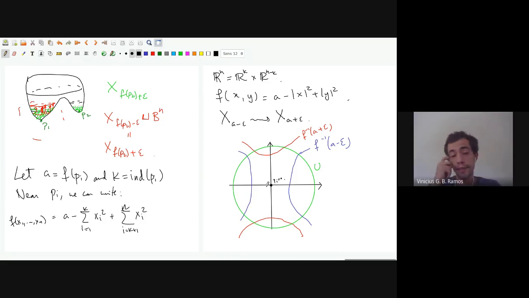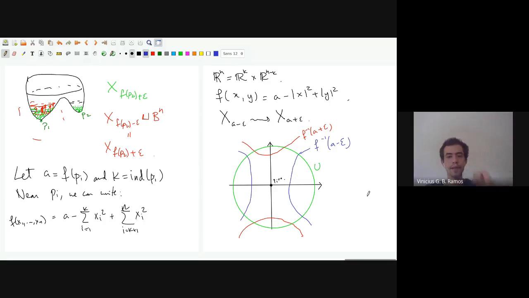So what I'm trying to understand is how the topology of what's less than a minus epsilon, which is kind of what's inside this hyperbola here, changes to what's less than a plus epsilon, which is what is inside all of here. I'm not going to write this to not clear the picture too much, but you see where this X of a minus epsilon is and where the X of a plus epsilon is.